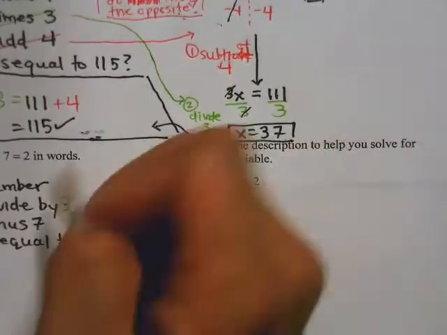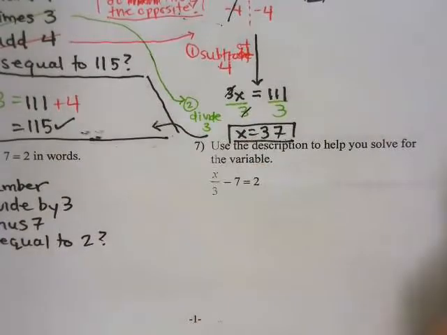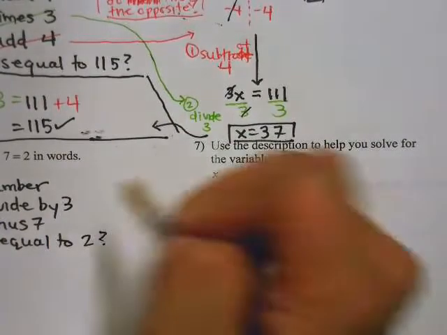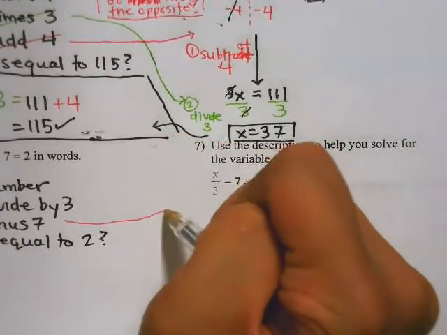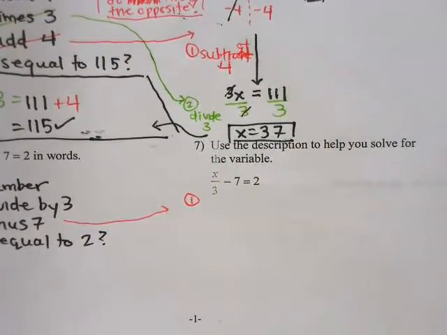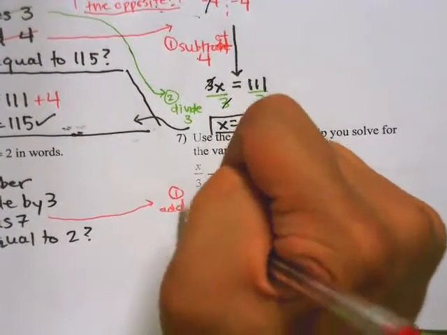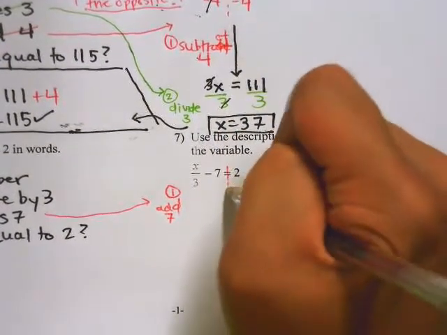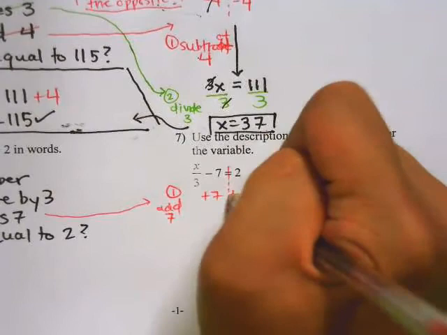We described the minus 7 last. We're going to do this first. But the opposite of minus 7 is add 7. So that's going to be your first step. You're going to add 7 on both sides.